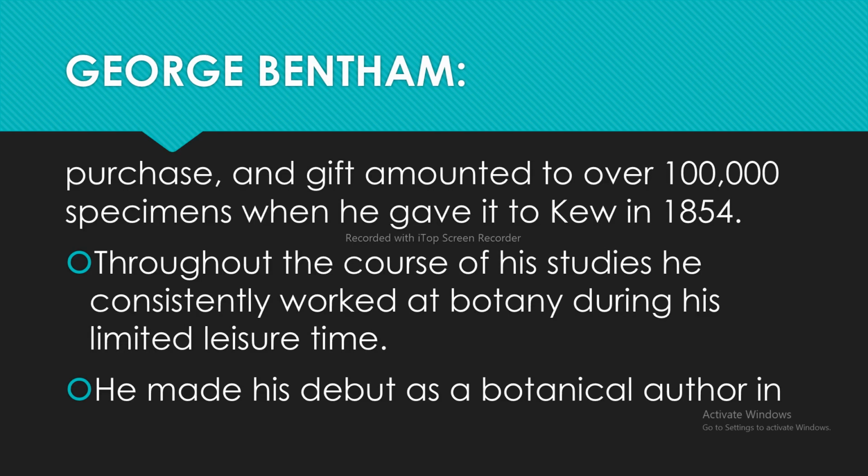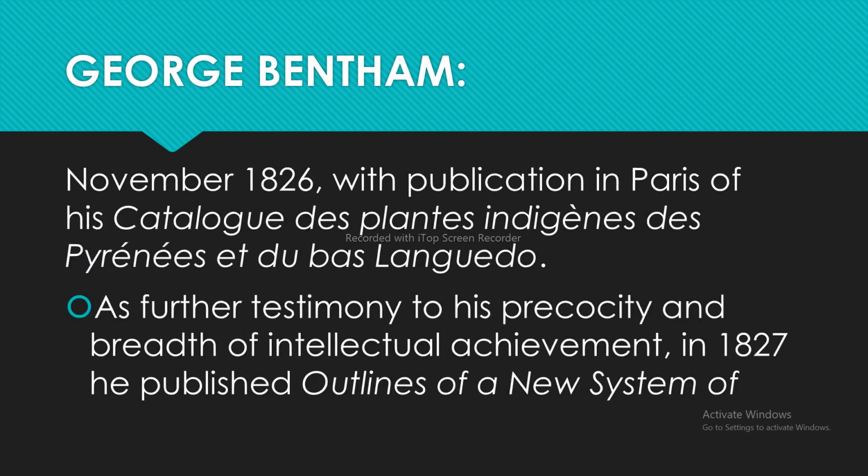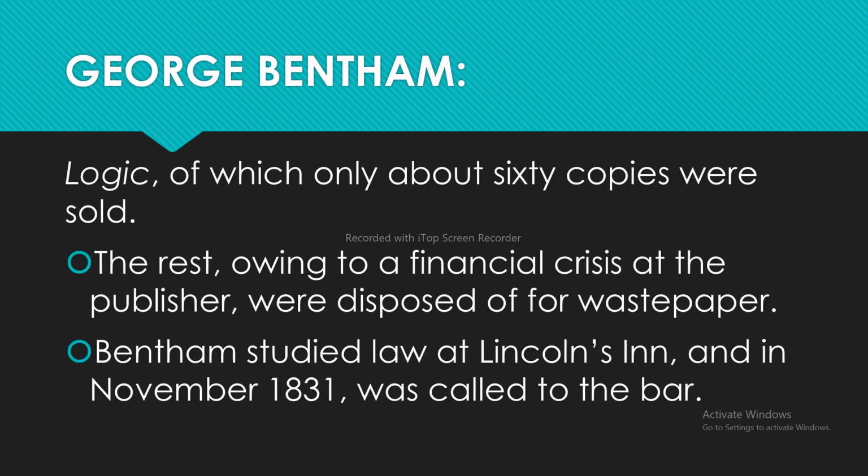He made his debut as a botanical author in November 1826 with the publication in Paris of his Catalogue des plantes indigènes des Pyrénées et du Bas Languedoc, as further testimony to his precocity and breadth of intellectual achievement. In 1827, he published the Outline of a New System of Logic, of which only about 60 copies were sold. The rest, owing to a financial crisis at the publisher, were disposed of for waste paper.